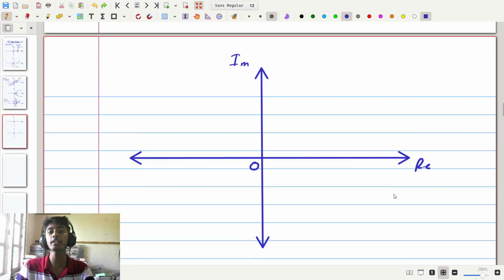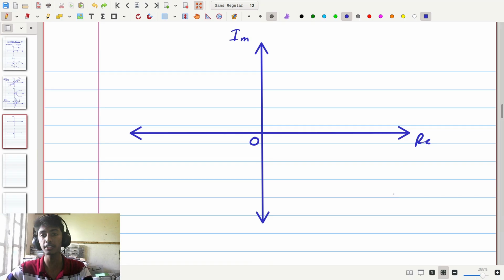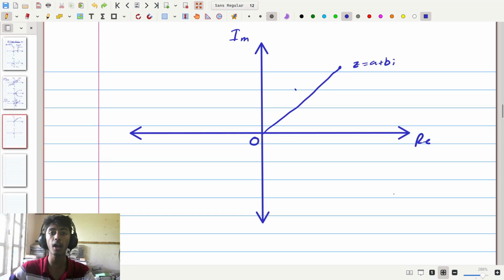So let's consider a random complex number z equals a plus bi. So let's say this complex number right here, which is z equals a plus bi. Now, considering this complex number here, what I'm going to do is first draw a line from the origin to this complex number. Doing so, we can see this complex number is a certain distance, which I'm going to call r, away from the origin. Now furthermore, I'm going to draw a vertical straight down from this point down to the real axis.